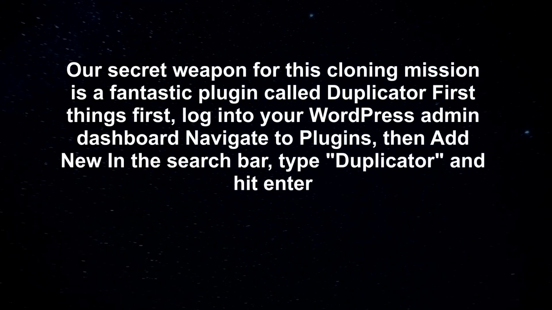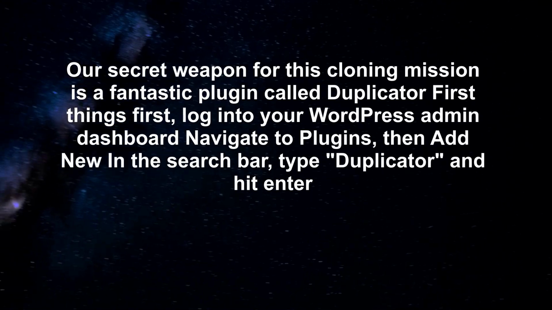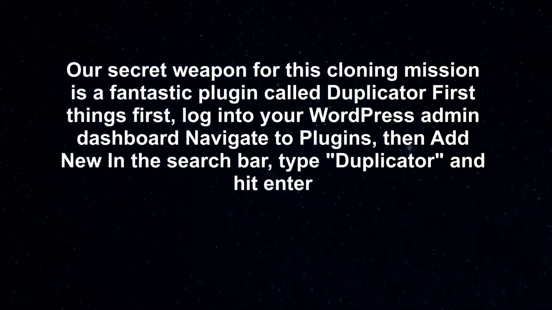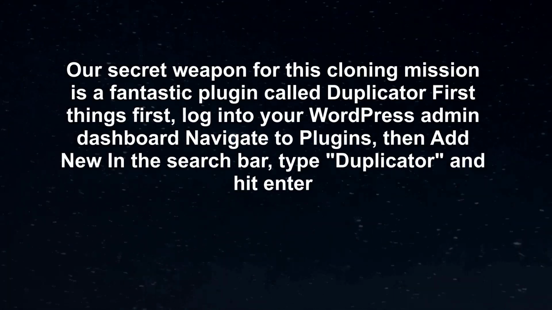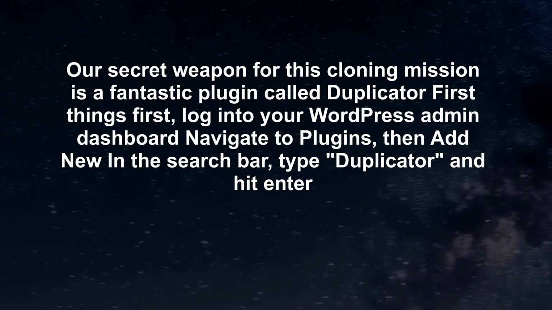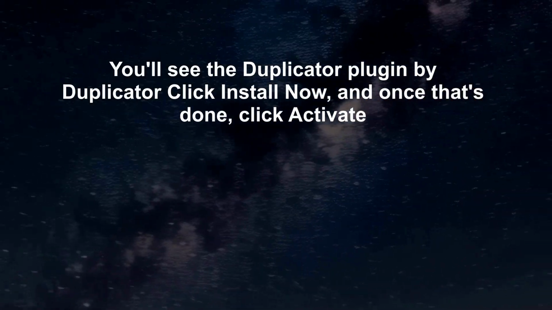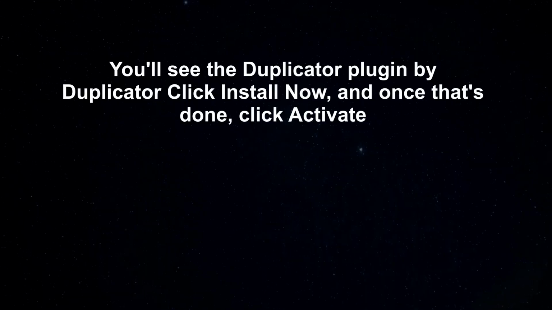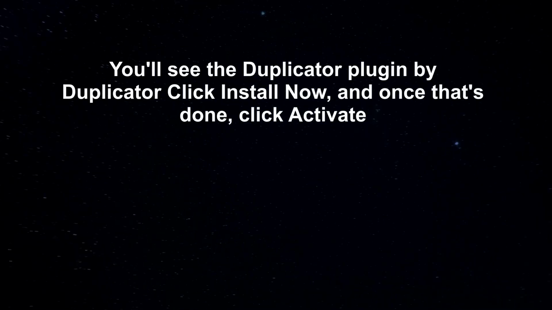First things first. Log into your WordPress admin dashboard, navigate to Plugins, then Add New. In the search bar, type Duplicator and hit enter. You'll see the Duplicator plugin by Duplicator. Click Install Now. And once that's done, click Activate.